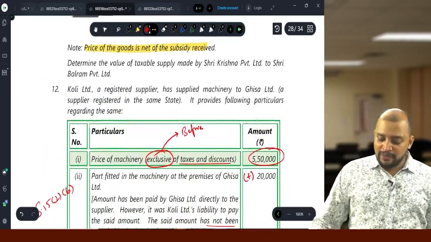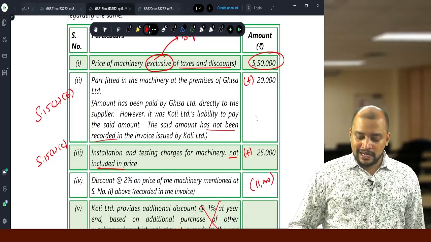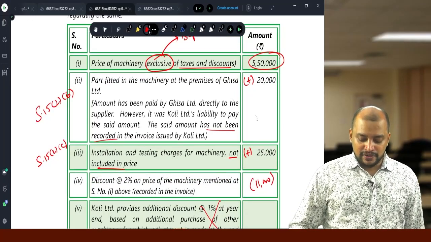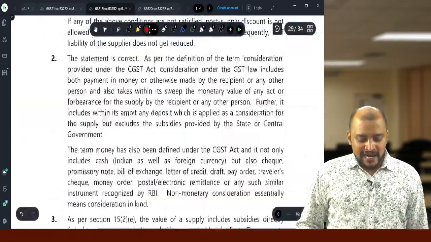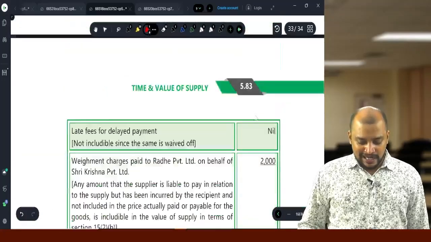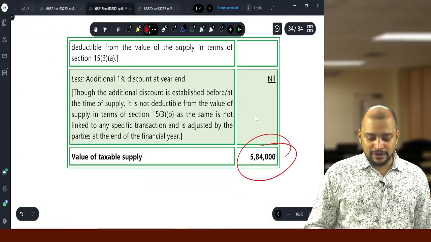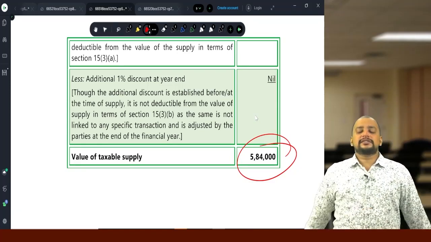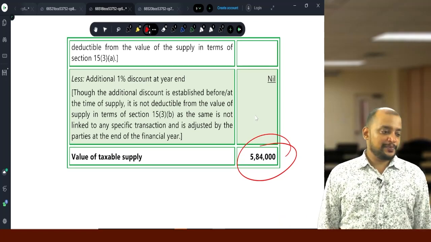Now the value will be 5,50,000 plus 20,000 plus 25,000 minus 11,000, that is 5,84,000. 5,84,000 will be taken as the value in this case. With this we have completed questions on value of supply given in the study material.